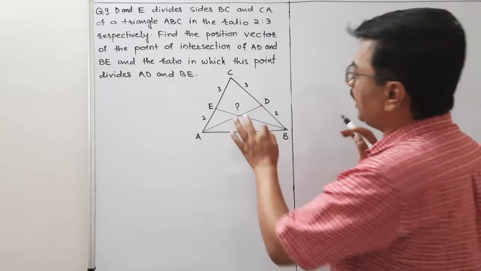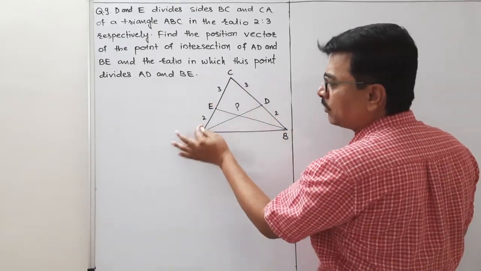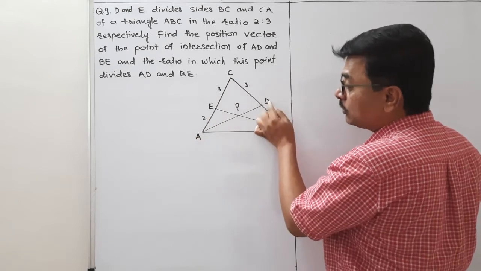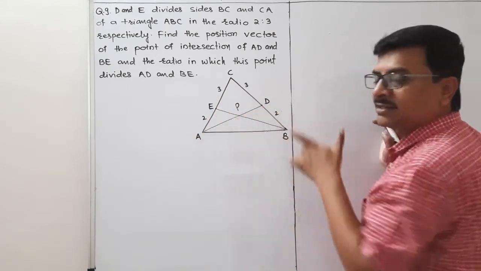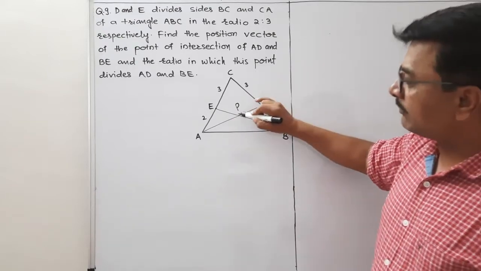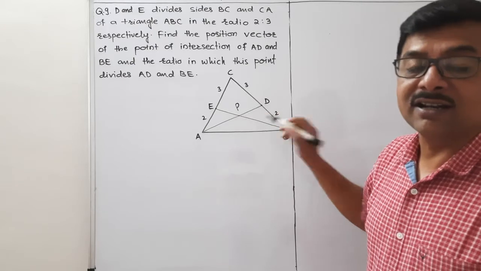But when one point lies on this side BC and another point lies on side AC, and if you try to join these A to D and B to E, they must intersect each other. Means that point of intersection must divide AD and BE internally.